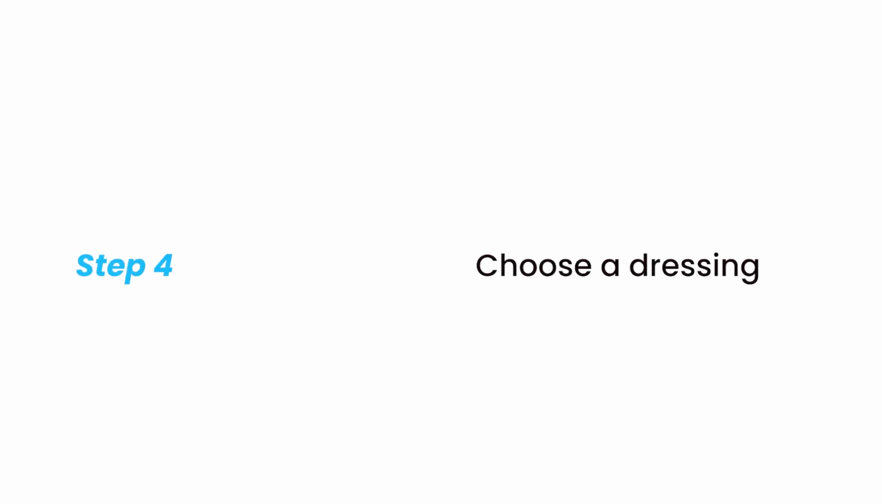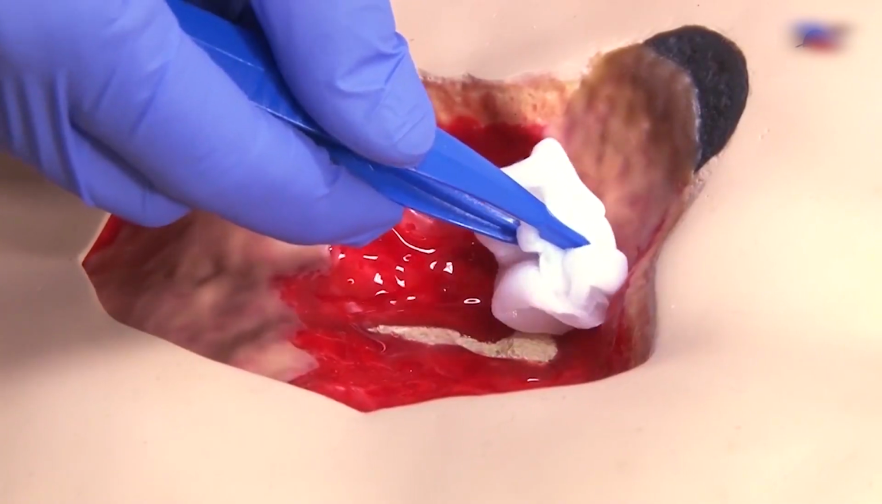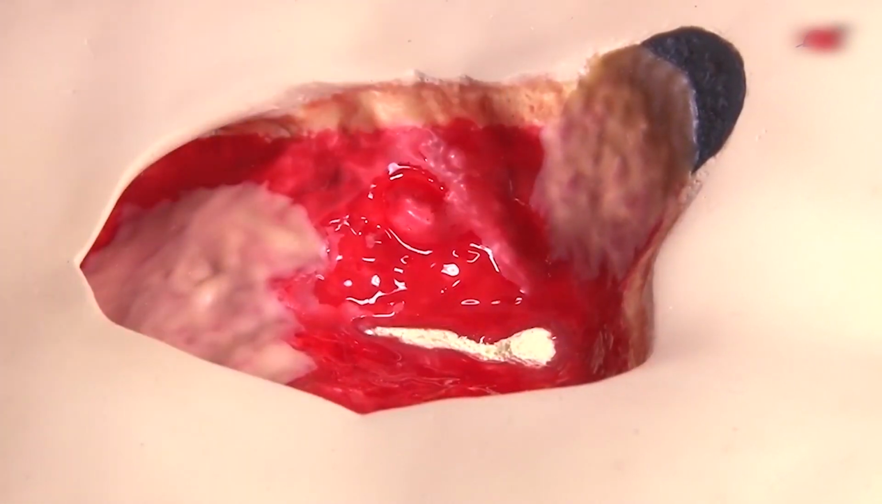Step 4 is to choose a dressing that matches the wound's needs. If it's dry, you need moisture. If it's wet, you need absorption. If there's slough or biofilm, you may need a debriding agent or antimicrobial dressing. But don't just use the same dressing because it's what's on the cart.